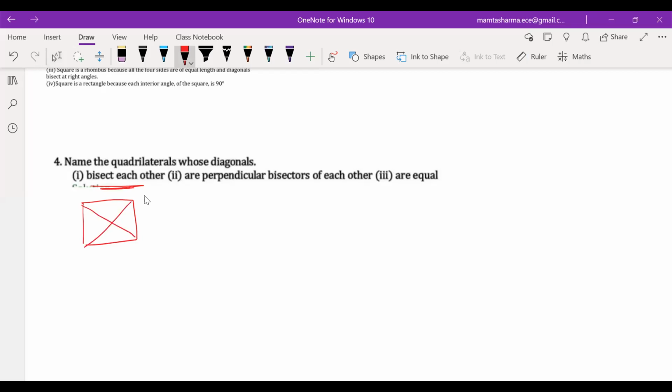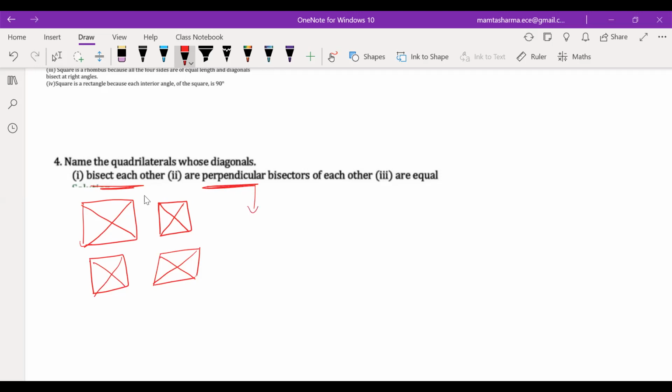Ma'am, can we say square? Yes, in a square also the diagonals bisect each other. Ma'am, in a rhombus also, right? Yes, in a rhombus also the diagonals bisect each other. Ma'am, in a parallelogram also. They all are parallelograms only, so in a parallelogram also they bisect. Ma'am, for perpendicular, in a rhombus they bisect perpendicularly. Yes, perpendicular only in a rhombus and a square.